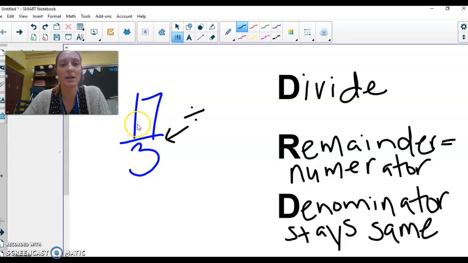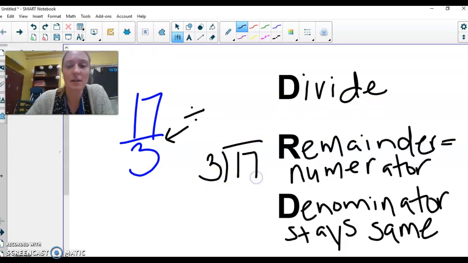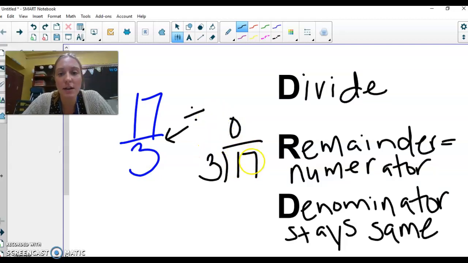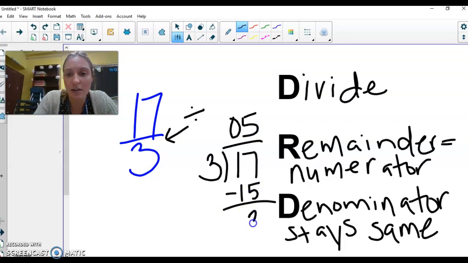So we can sort of read this problem as 17 divided by 3. Right? 17 divided by 3. So we're going to go ahead and do that division. We're going to use this first D that tells us to divide and put 17 inside our house divided by 3. We're going to see how many whole times 3 can fit into 17. So I know 3 can't fit into 1, so I'm going to put a 0 there. 3 can fit into 17 now, 5 whole times. 5 times 3 is 15. When I subtract, I get 2.